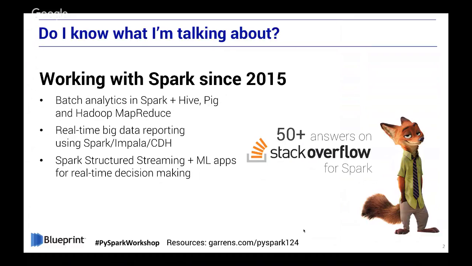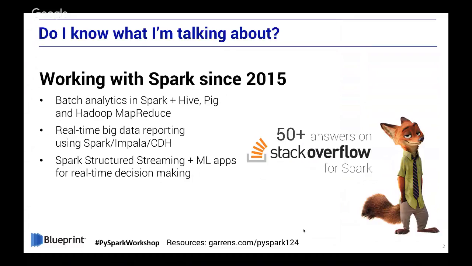If you're not familiar with Pig, don't worry about it. You probably don't want to use it. And Hadoop MapReduce, which is still very common, but it's pretty legacy because Spark does everything better, usually by large amounts. I've built real-time big data reporting using Spark with Apache Impala and CDH. It's pretty cool stuff. You can do huge amounts of data processing and do real-time analytics on big data very quickly.